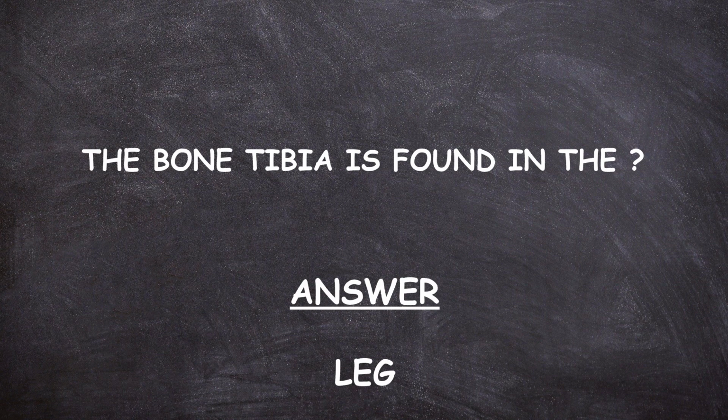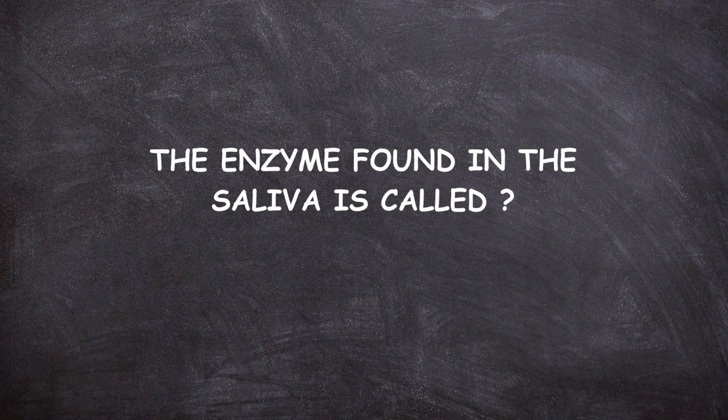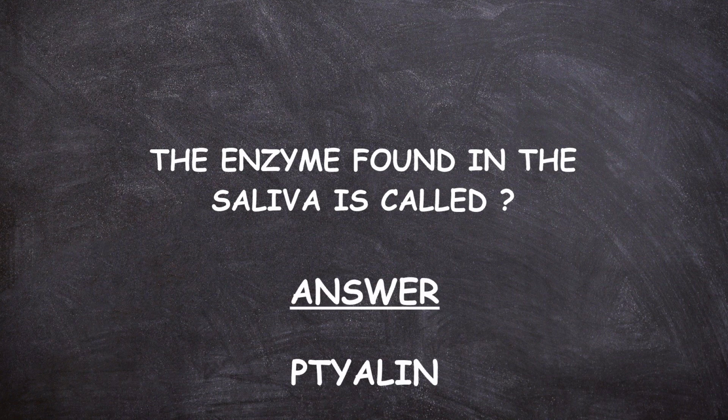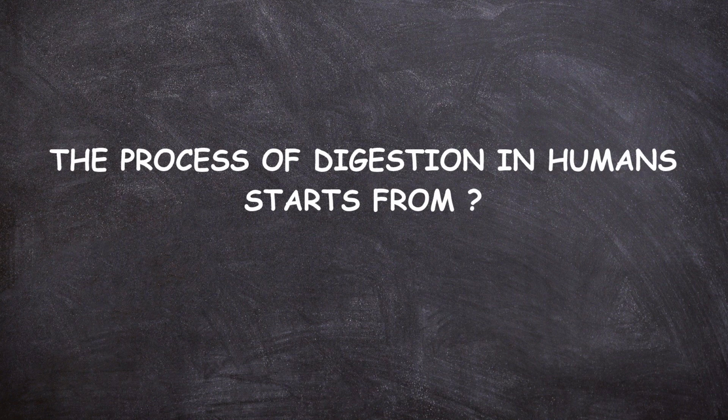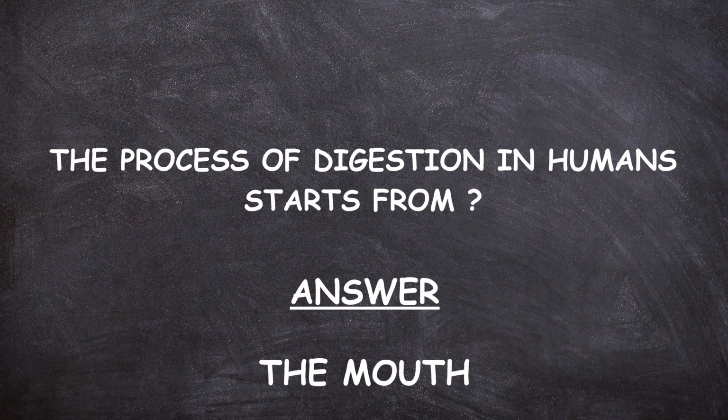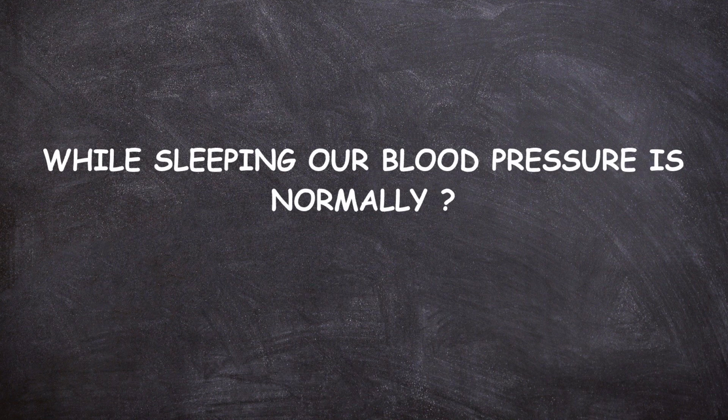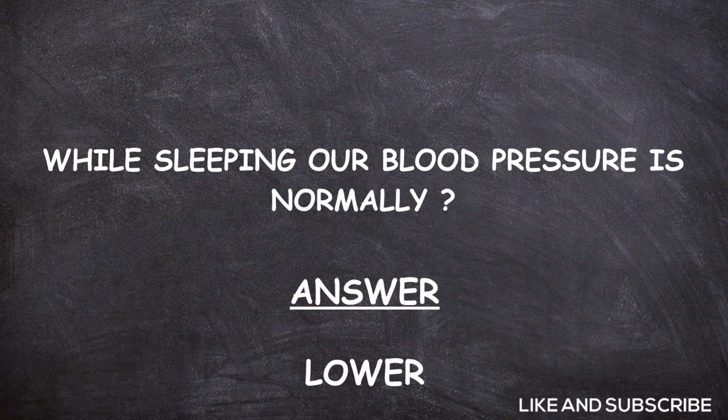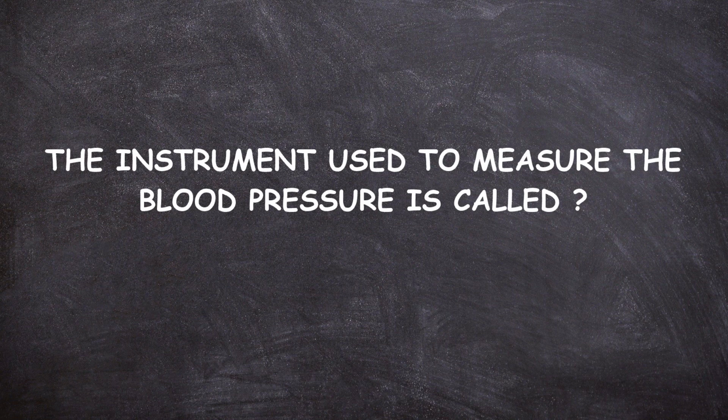The bone tibia is found in the? Answer: leg. The enzyme found in the saliva is? Answer: ptyalin. The process of digestion in humans starts from? Answer: the mouth. While sleeping, our blood pressure is normally? Answer: lower.